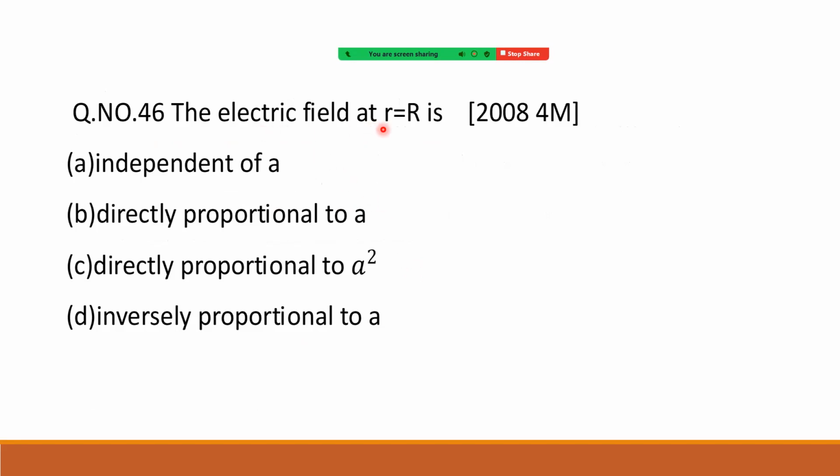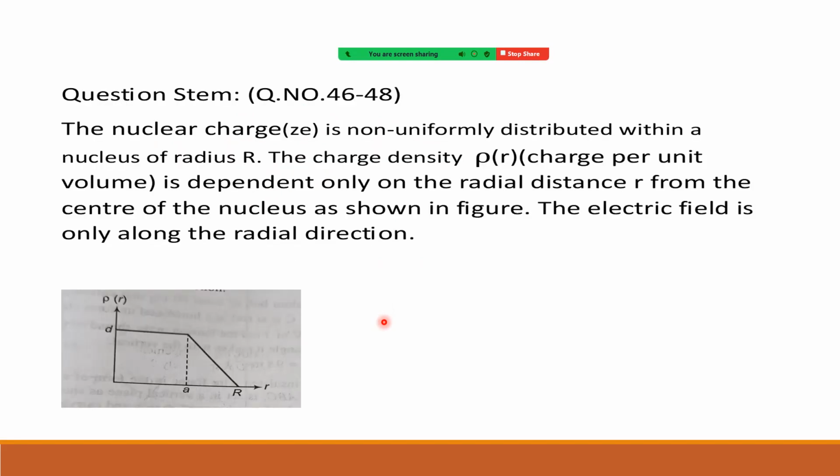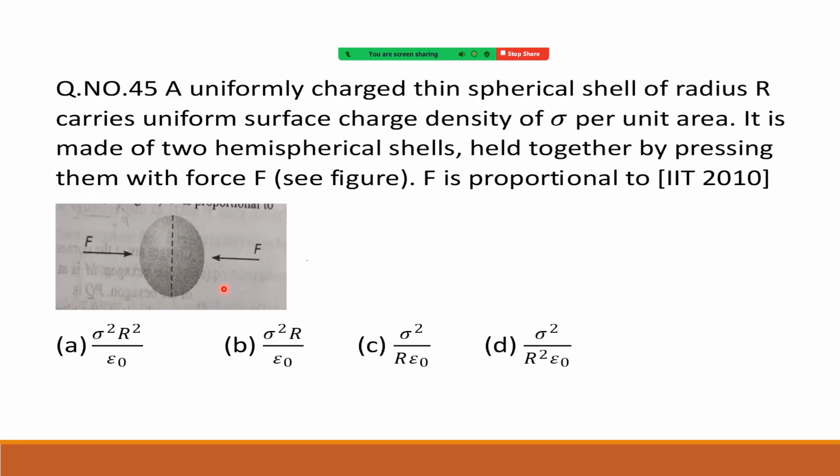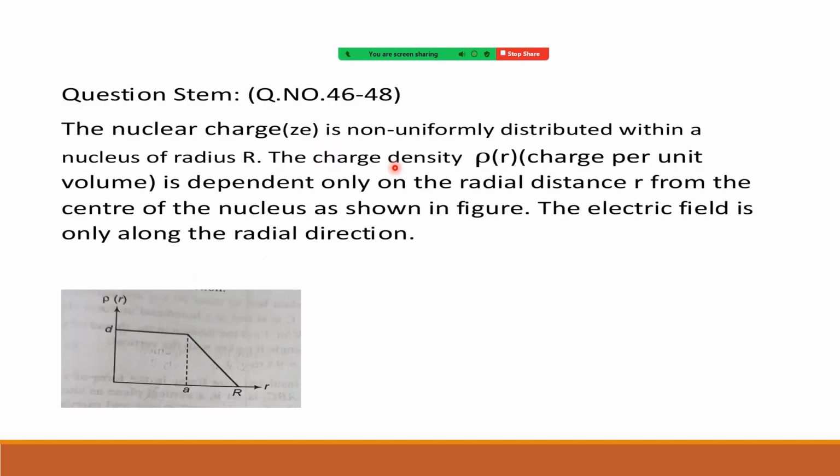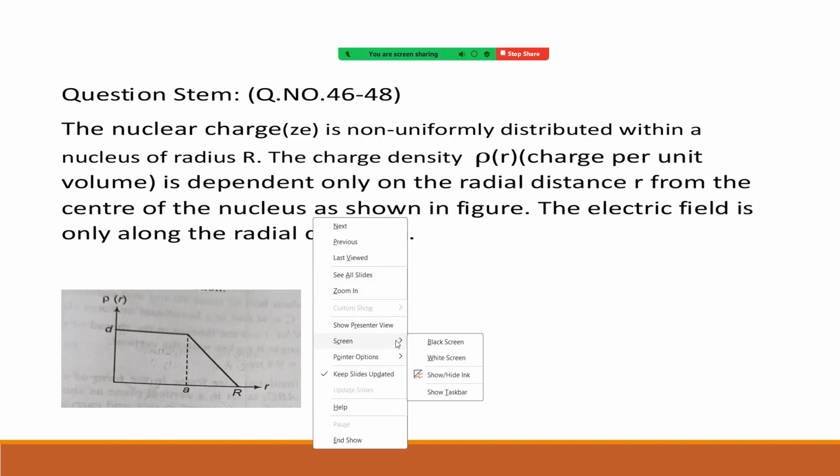The electric field at r equal to R: independent of a, directly proportional to a square, inversely proportional to a. Students, if you observe carefully, the question is electric field at r equal to R, right? That means we are taking the Gaussian surface just outside the nucleus, right? I'll explain here.